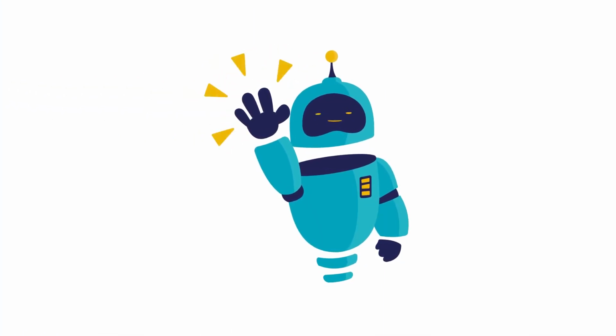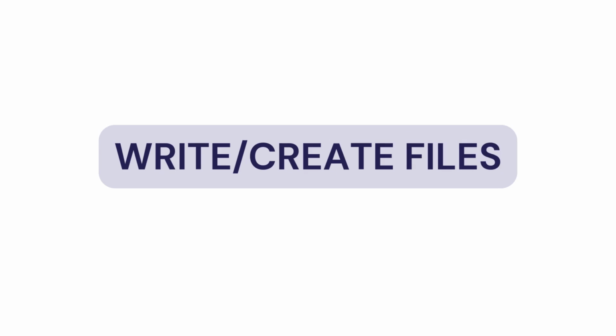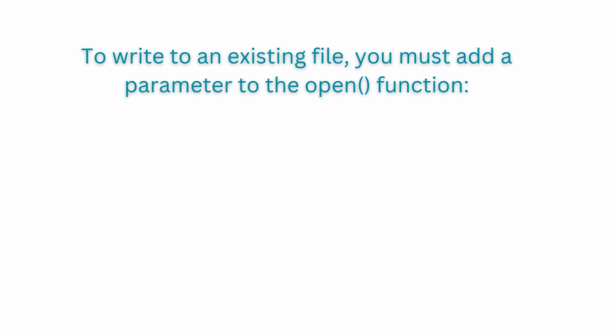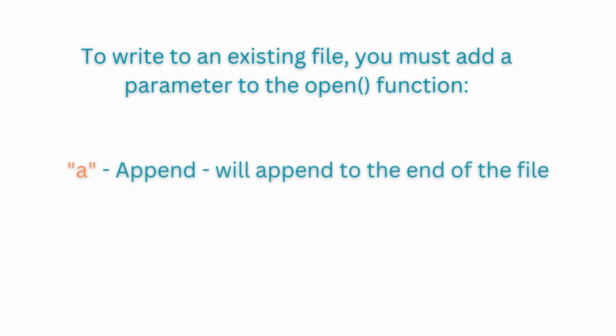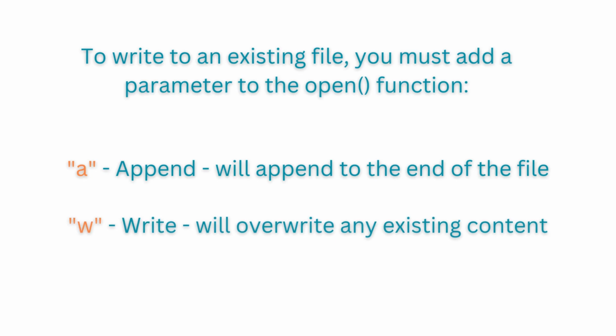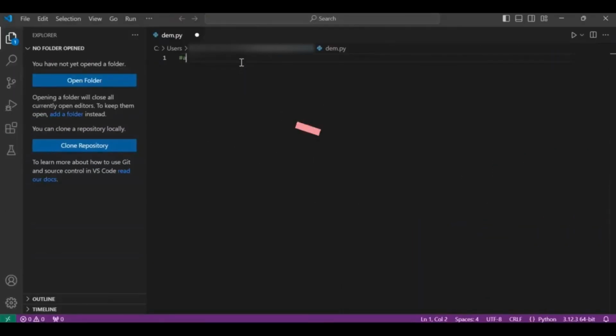In this session we will learn how to write and create files. So let's get started. To write to an existing file, you must add a parameter to the open function, that is a, which is represented for append. This will append to the end of the file. Then we have w, represented for write. This will override any existing content. So let's see each with example.